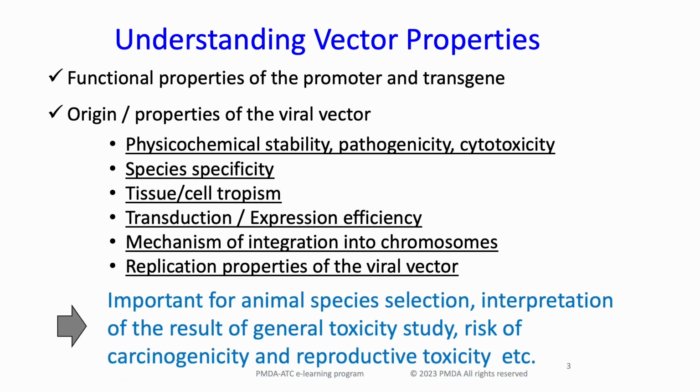This information helps to select animal species, interpret study results in the general toxicity study, and estimate the risk of carcinogenicity and reproductive toxicity.